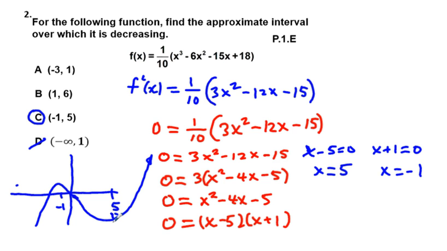And so our function is going to be decreasing over the open interval. So we would write this as decreasing on the open interval negative 1 to 5. Well, this is interesting. The problem says find the approximate interval. Well, this is exactly the interval, the open interval negative 1 to 5. So that's a nice little calculus problem that came from our pre-calculus test.